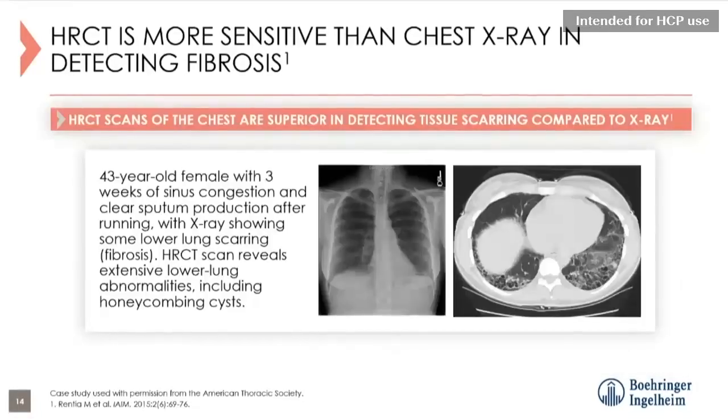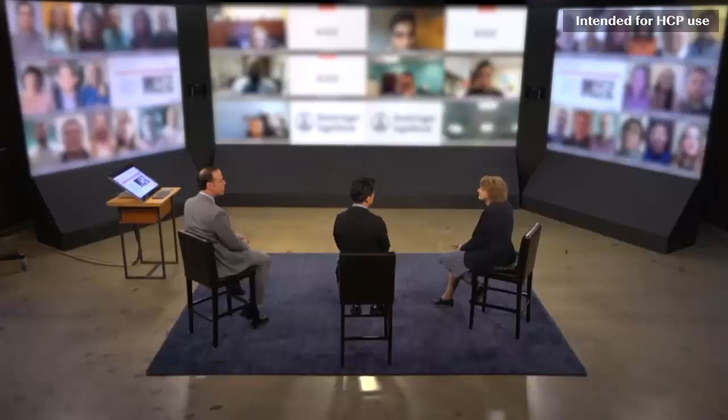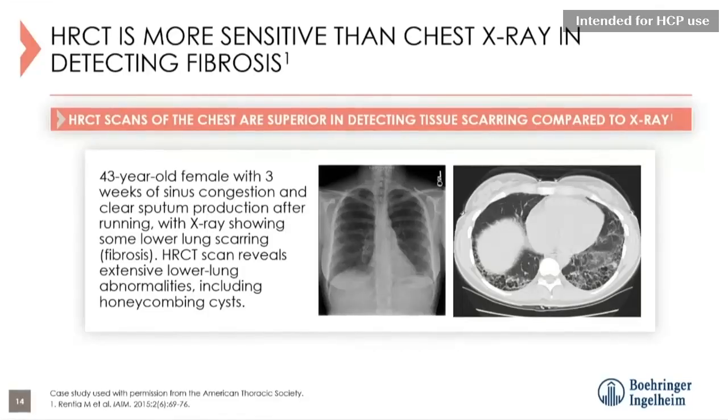So here's a patient that's a 43-year-old that has some sinus congestion and clear sputum, and she had an x-ray that showed a minimal amount of lower fibrotic changes, scarring, and she had an HRCT. Could you share with us how this looks, Dr. Su? Thank you, Virginia.